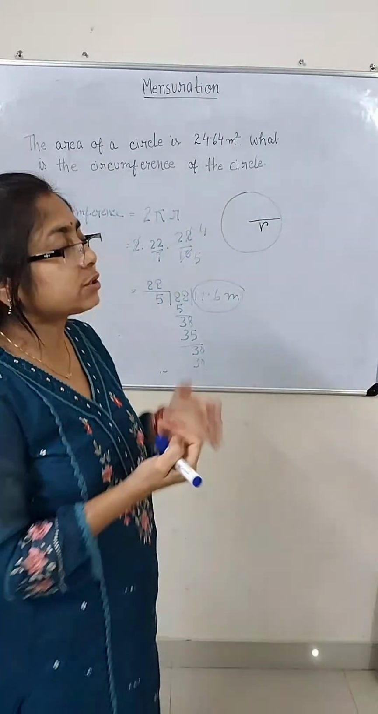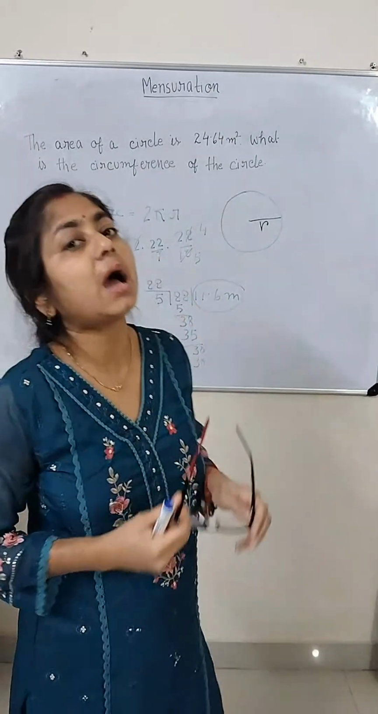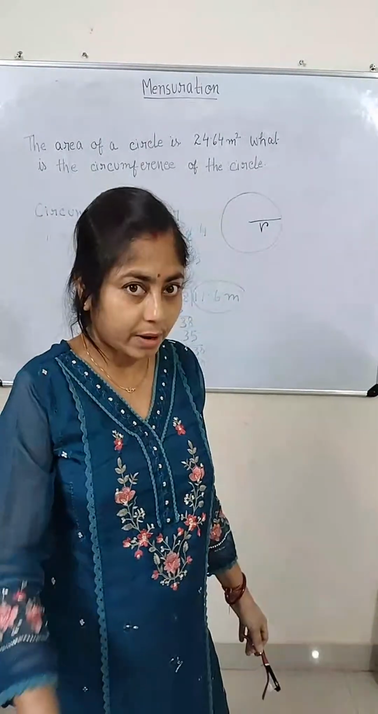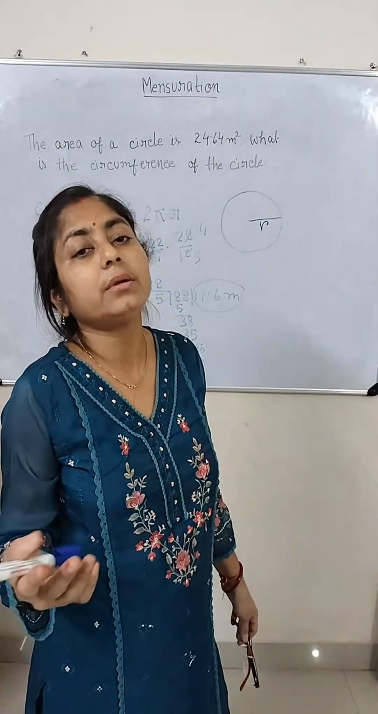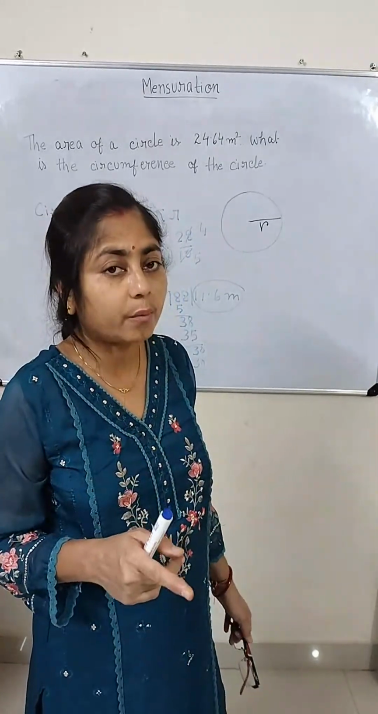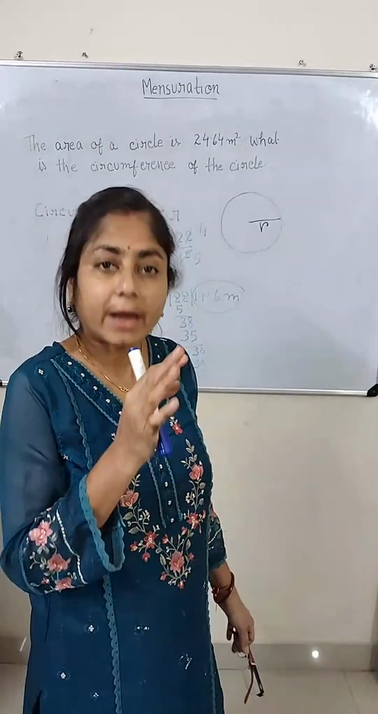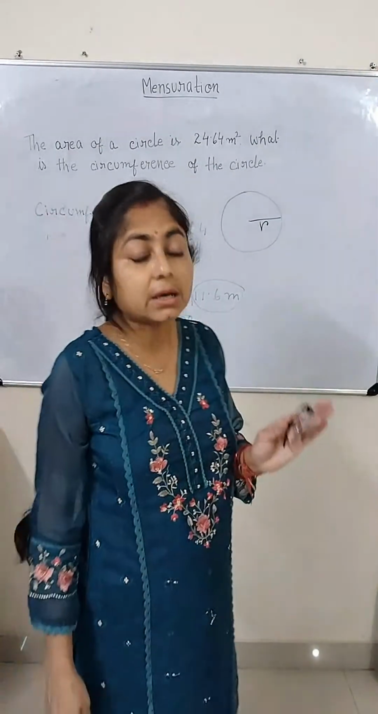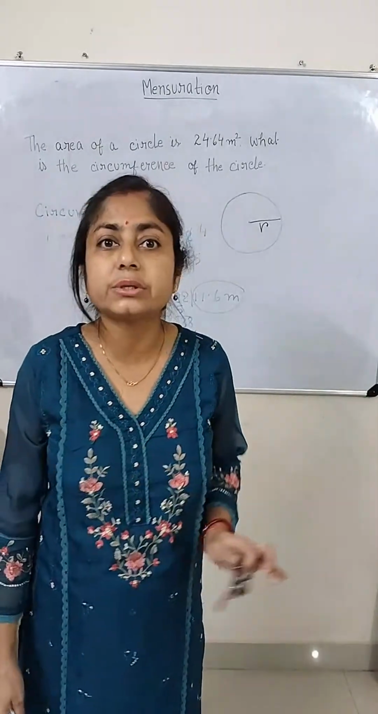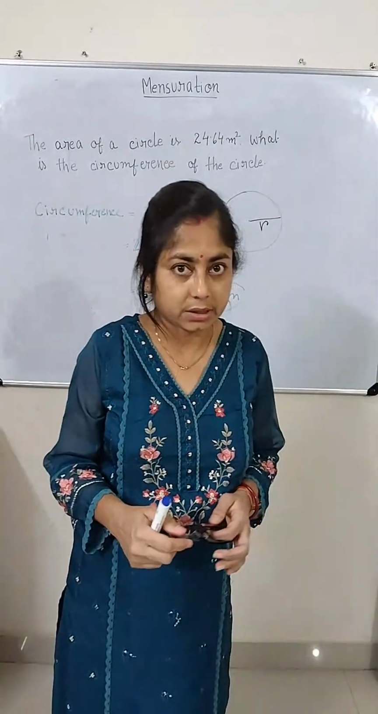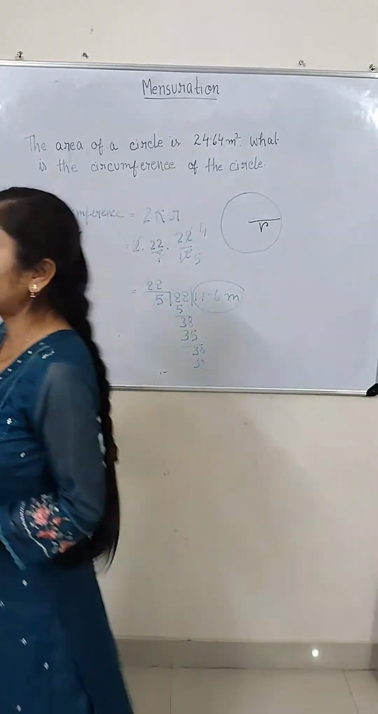Clear? First what do I do? The pi r square formula we apply and find the value of r. Then the second time I use the circumference formula, 2 pi r, put the value of r and find it. And one more thing: for circumference you don't use any square. It's only meter or centimeter. Complete the math.